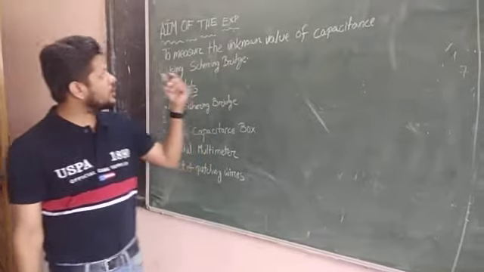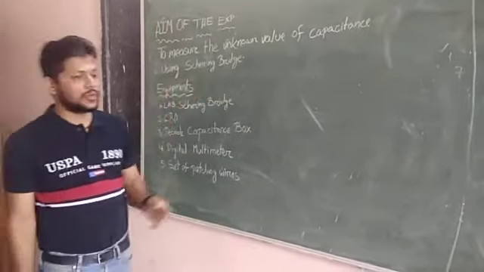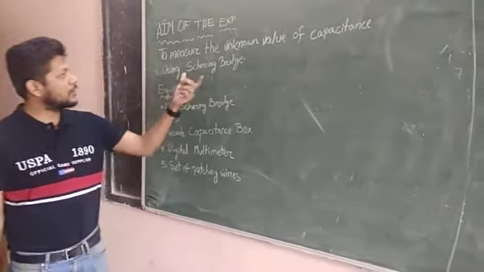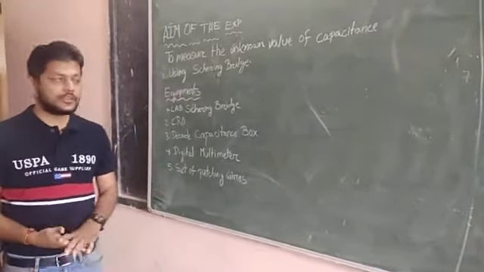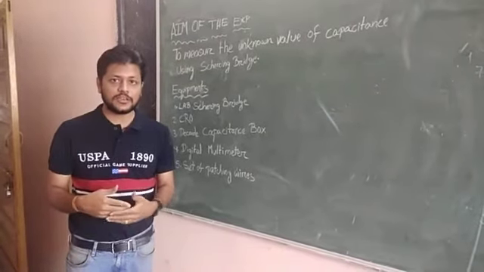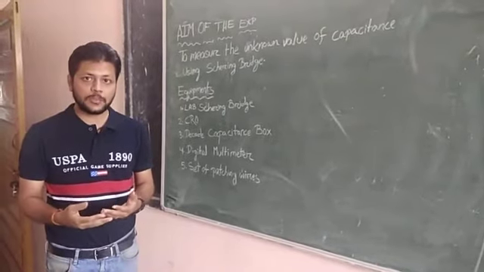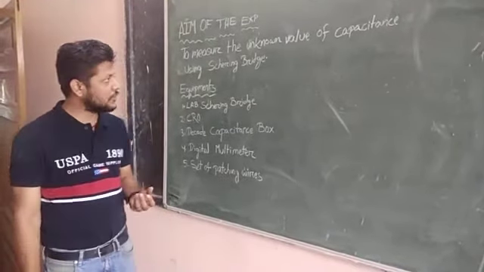So the aim of the experiment is to measure the unknown value of capacitance by using a Schering bridge. Today in the experiment I am going to explain to you about the Schering bridge. Basically, bridges are required to measure the value of capacitance. In our laboratory we are using mica capacitors, electrolytic capacitors; there are various types of capacitors we are using.